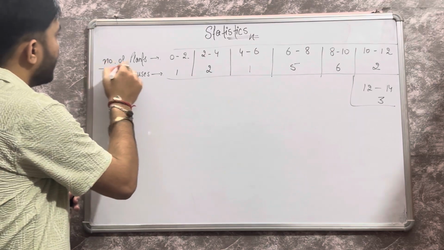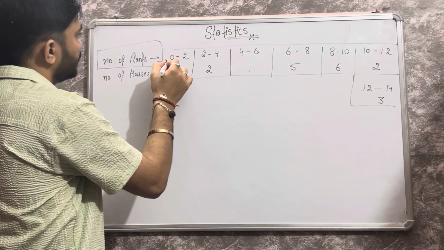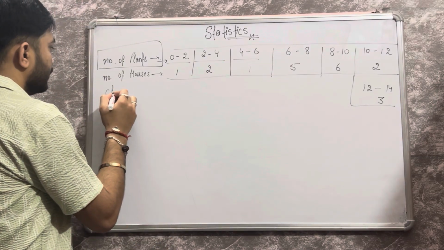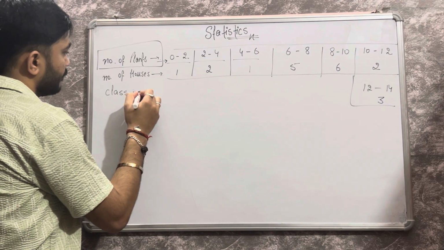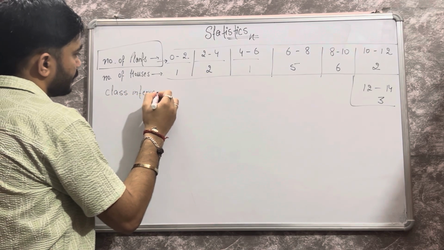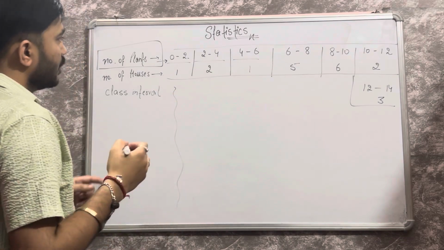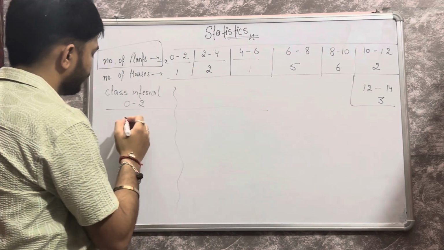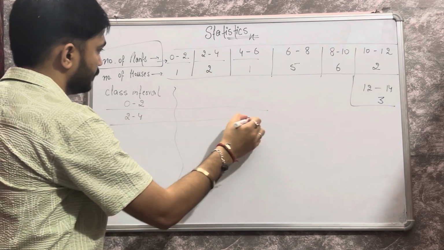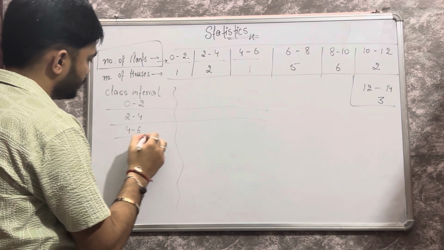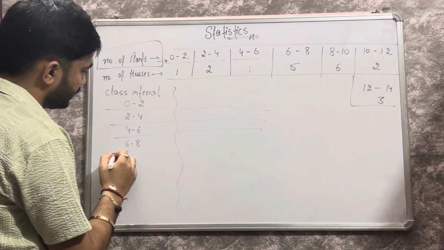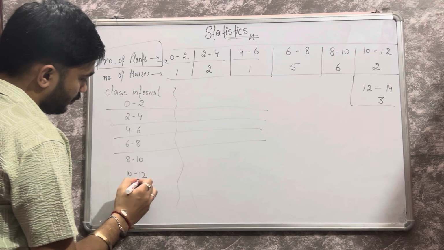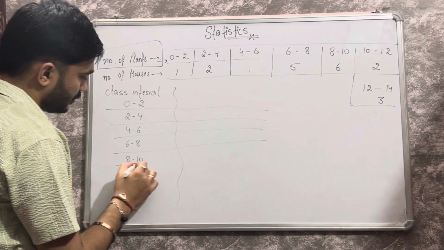Firstly, any value that is given to us in ranges like 0 to 2, 2 to 4, we write as class interval. Now look here, we write the class interval as 0 to 2, 2 to 4, 4 to 6, 6 to 8, 8 to 10, 10 to 12 and 12 to 14.